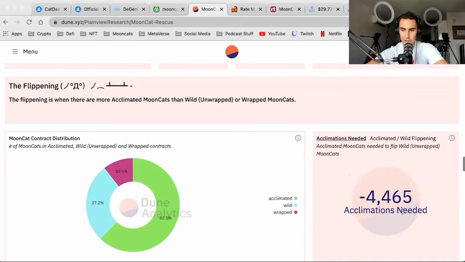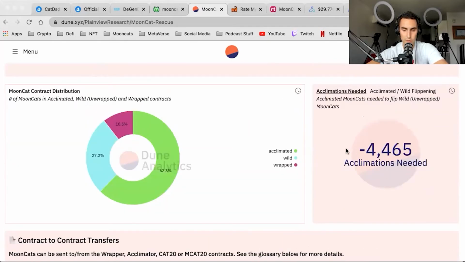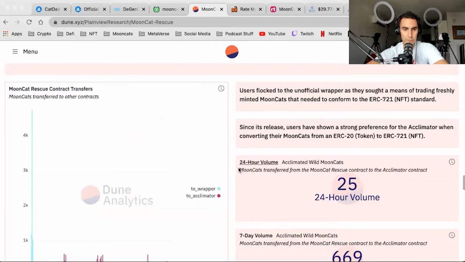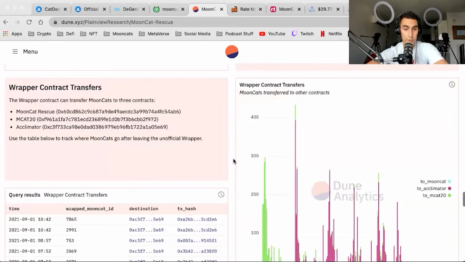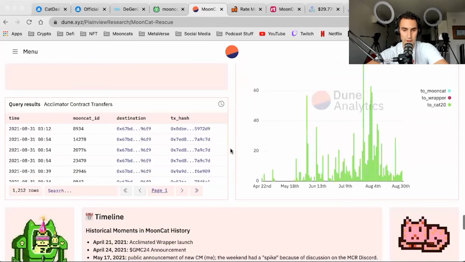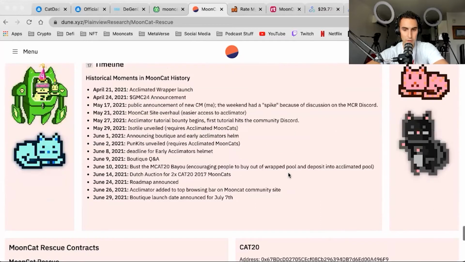Acclimated. So this was the ticker countdown, which was pretty cool, from the unofficial wrap to the acclimated, which we passed pretty heavily. So thank you, Dune Analytics, for doing this. Like it said, it's a really comprehensive statistics and analytics. He even has some historical moments, which he hasn't updated recently, but that's, I guess, where I come into play.